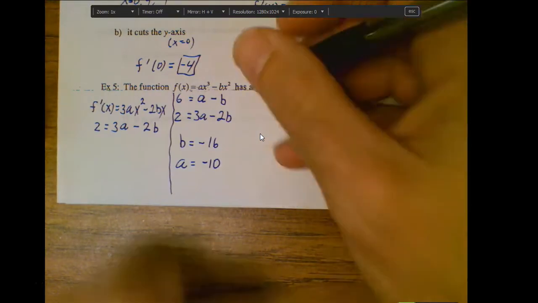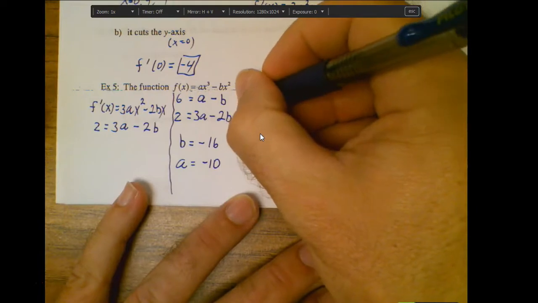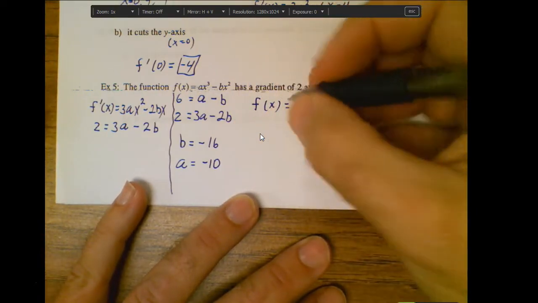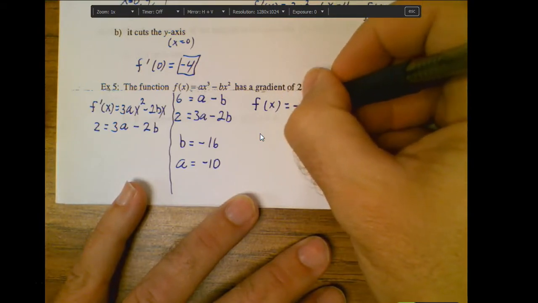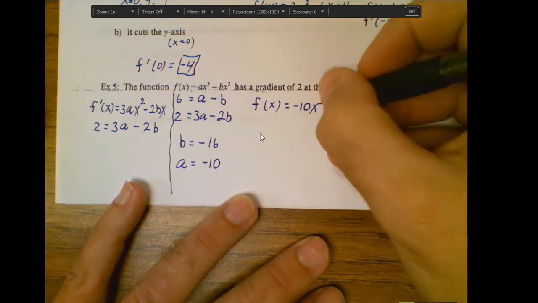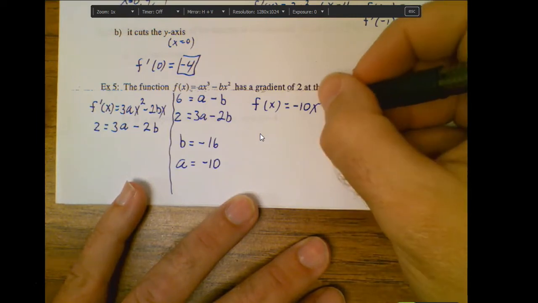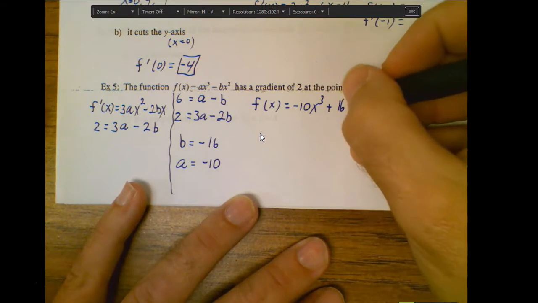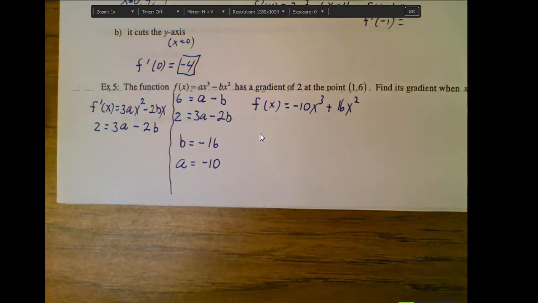We now know the original function. So I can now look at f of x. If I replace my a with -10, we have that. If I replace b with -16, I have that. So I now know the original function.